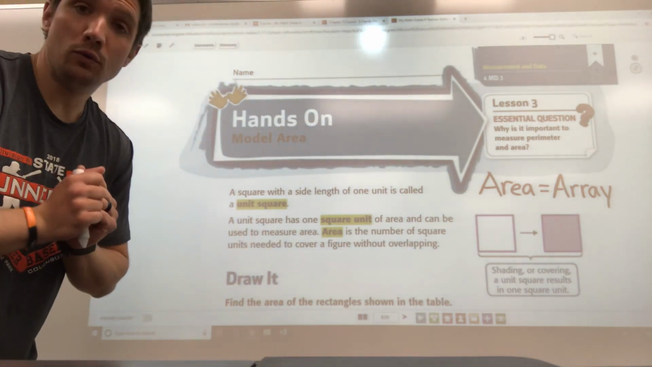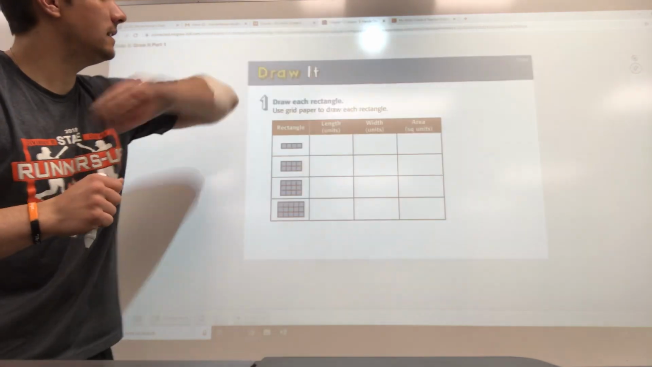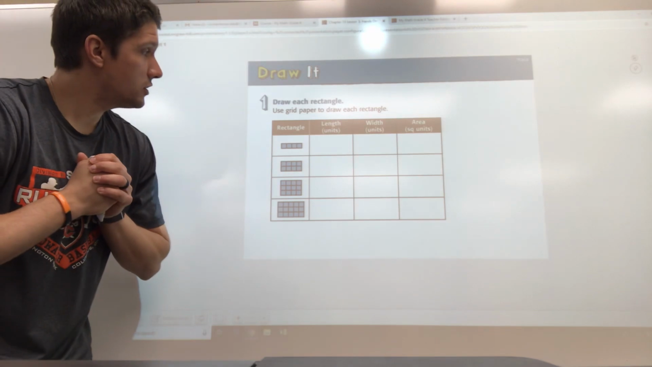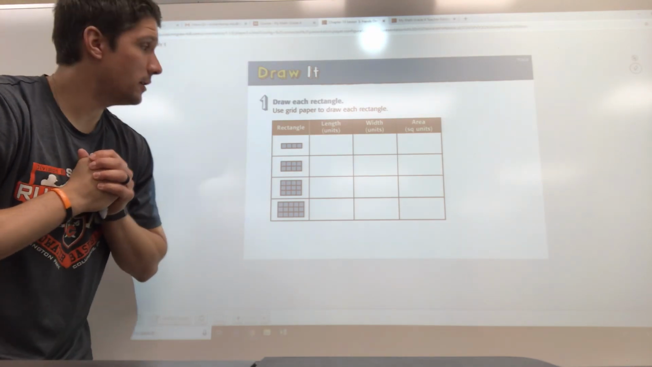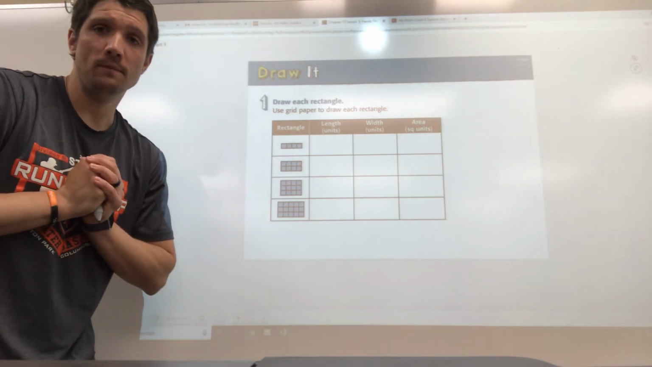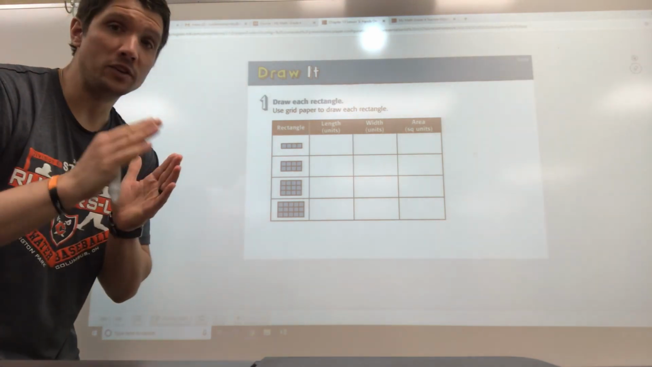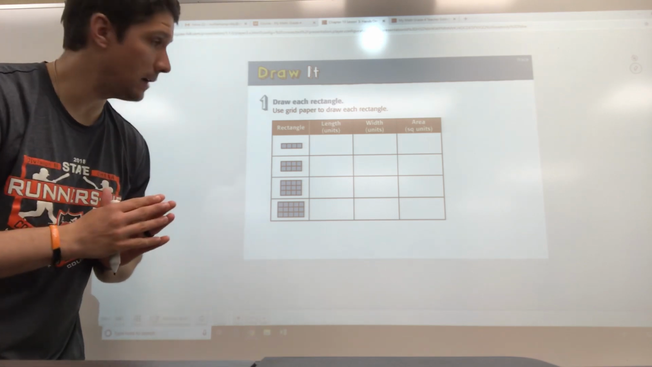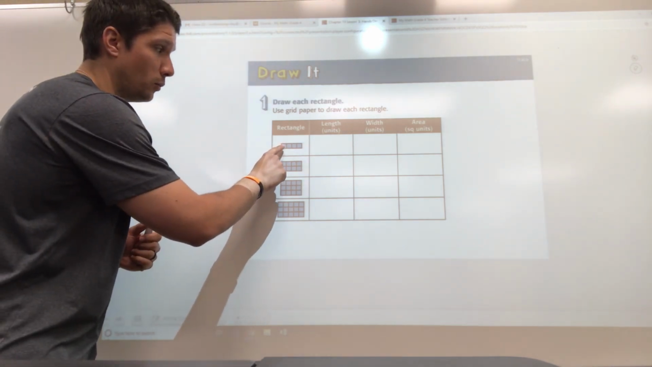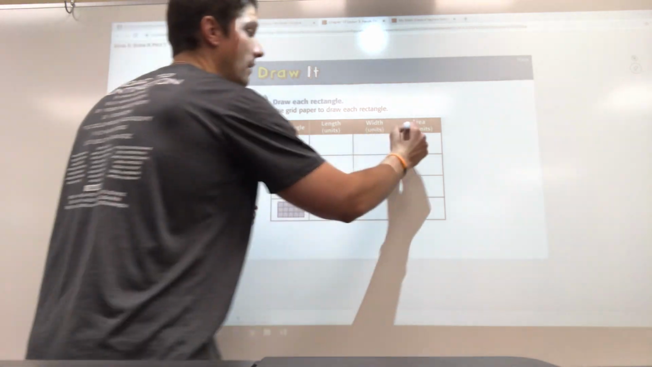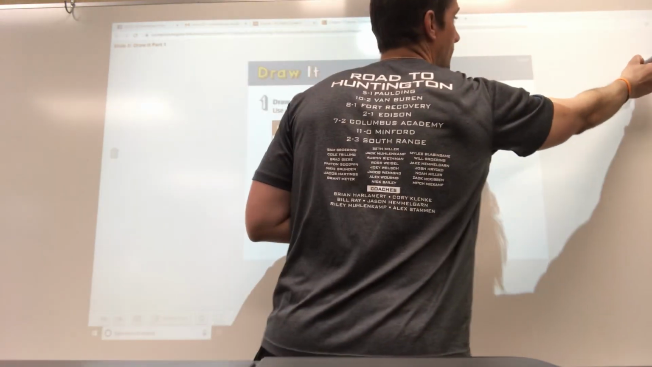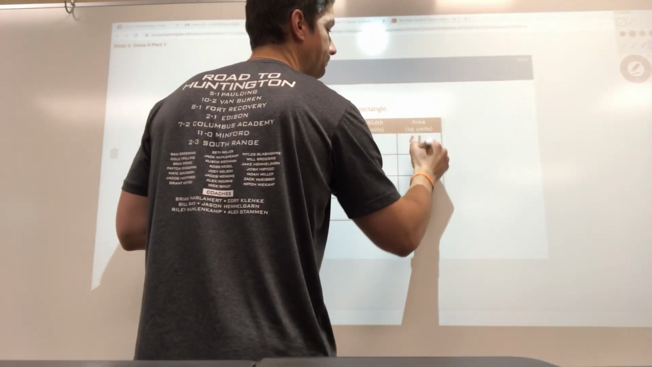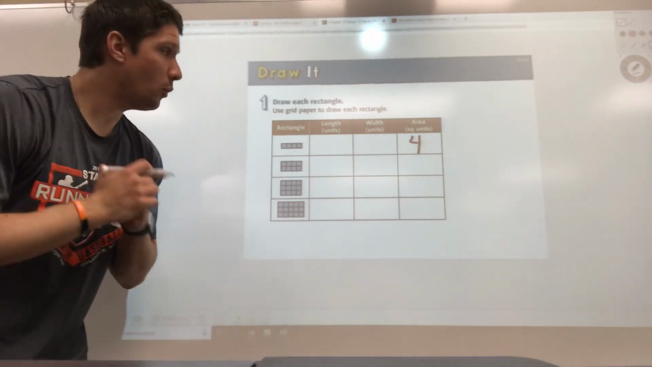Okay, if you go down on page 839, you're going to see this chart right here. What they want us to find on this chart is the area of each of these rectangles. So on the first one, I'm going to start off by just finding the area. How many square units can we fit inside of that rectangle? Really simple on this one. 1, 2, 3, 4. We have 4 square units.